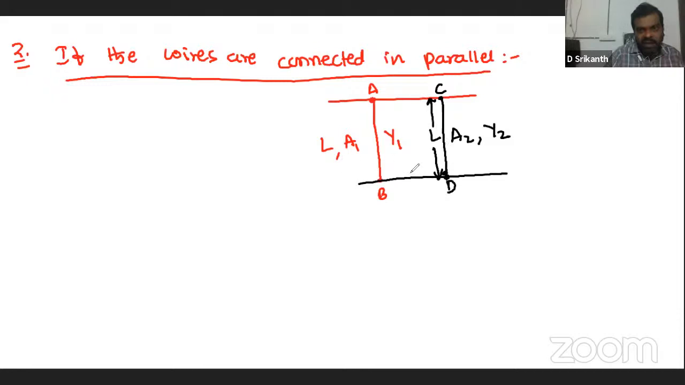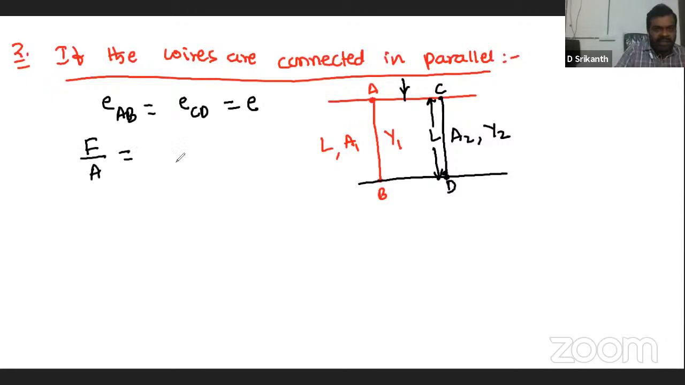Here we are considering the two sides. It may be same or it may be different also, no issues. Then whenever I apply a force, what will happen? Elongation along AB is equal to elongation in CD. That will be equal to total elongation. So total stress applied on the system is equal to stress acting along AB plus stress acting along CD.